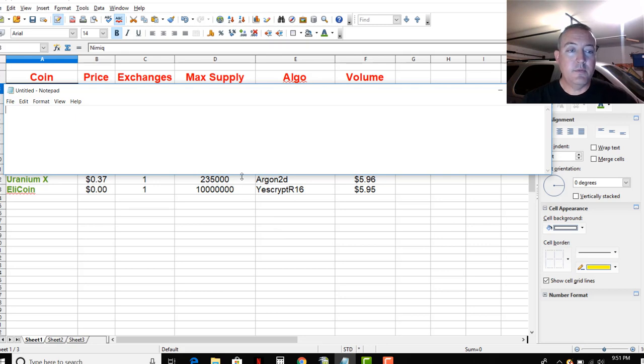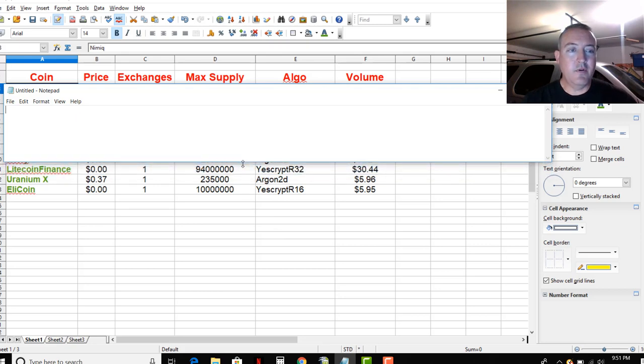So moving on up, should be in number 9 right now. Litecoin Finance, less than a penny right now. It's only on one exchange, 94 million supply. Not too bad. I like it to be less than 100 million at least. Yes, script R32 algorithm, $30.44 24-hour volume, last 24 hours. I did a how to mine video on this maybe a week and a half ago. If you guys want to check that out, it should be popping up above.